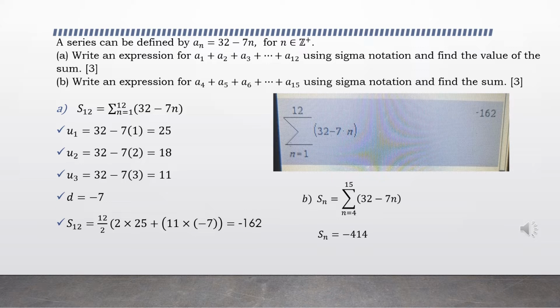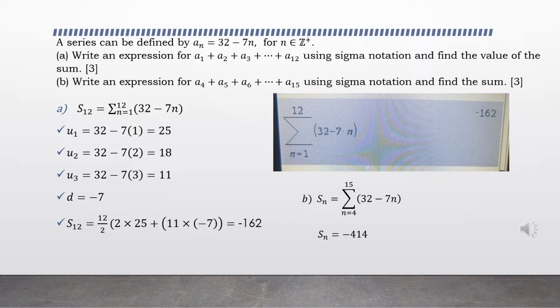In this problem, the general formula for a sub n is given, and it is equal to 32 minus 7n for all values of n elements of positive integers. In letter A, we're asked to find an expression a sub 1 plus a sub 2 until plus a sub 12 using sigma notation, and also we are asked to find the value of the sum. So for the first part, this is really an easy problem. So we have S sub 12 equals summation of the formula 32 minus 7n, where n equals 1 until 12.